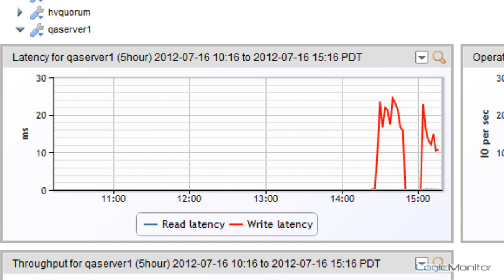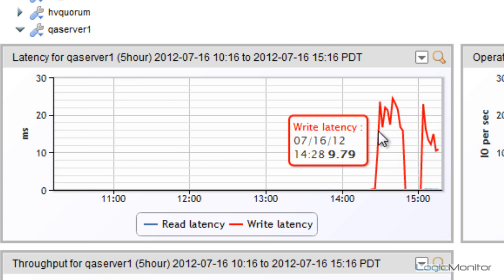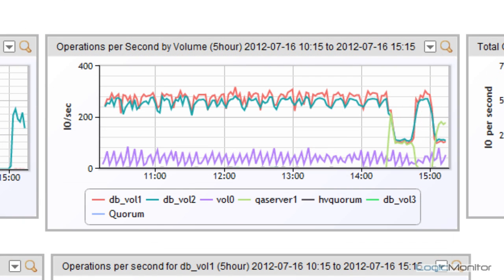Those two tips, having the latency performance for any volume available immediately, and being able to see the top 10 volumes on an aggregate by the operations per second, save you a lot of time. Whatever tools you use, make sure they have those capabilities.